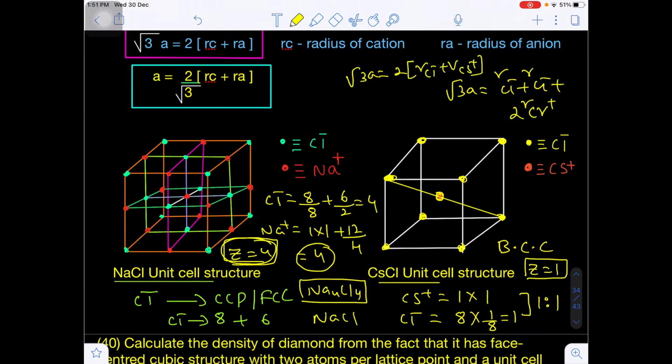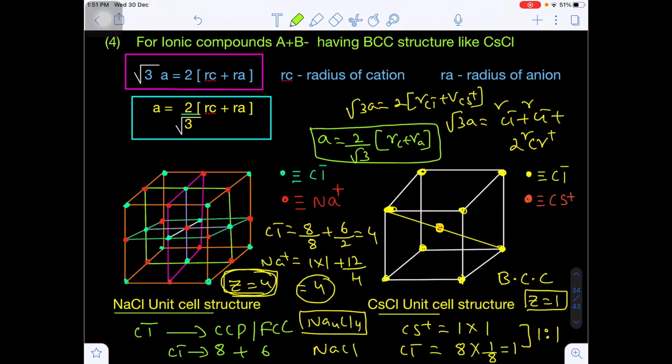So overall root 3a will be equal to 2 times the radius of chloride ion plus the radius of cesium ion. Okay. So what will be the edge length in the body centered cubic unit cell of an ionic system? Edge length a will be equal to 2 by root 3 times the radius of a cation plus the radius of an anion. This is very important. Whenever we are calculating the edge length, suppose the radii of cation and anion are given, what will be the edge length in the body centered ionic crystal? a is equal to 2 by root 3 times Rc plus Ra. So this is the edge length of an ionic system of body centered cubic.